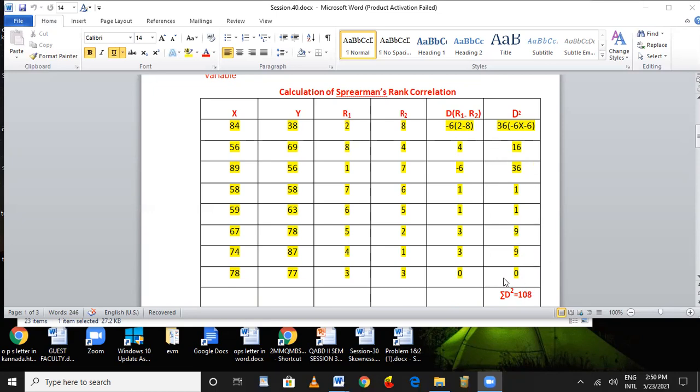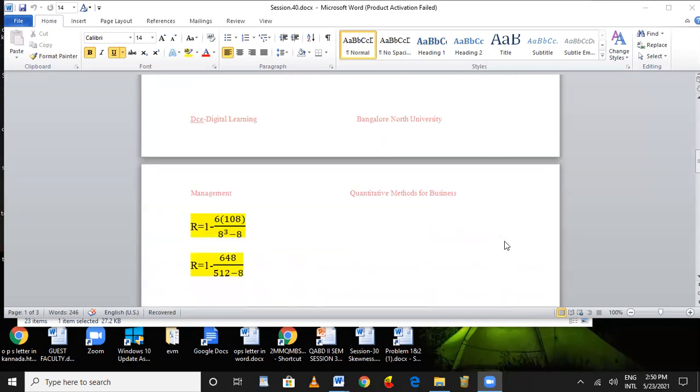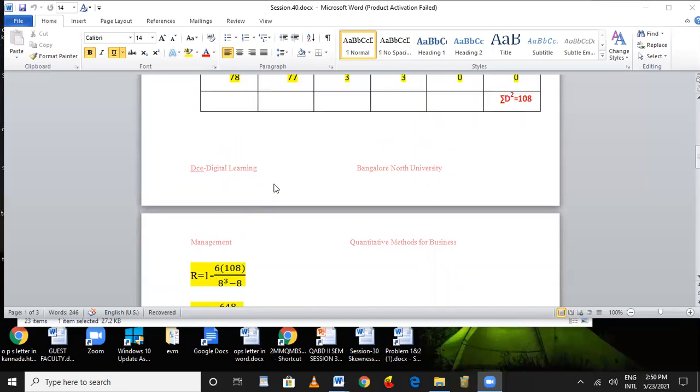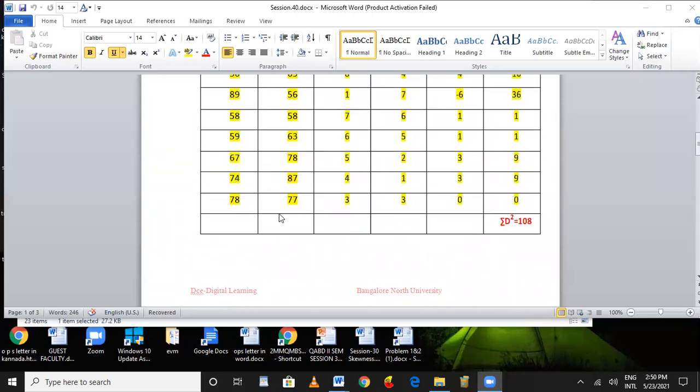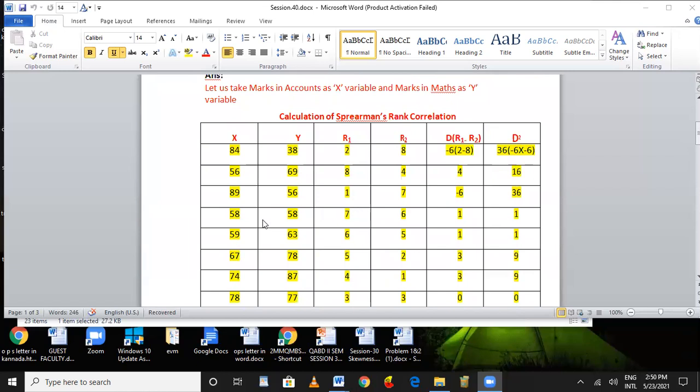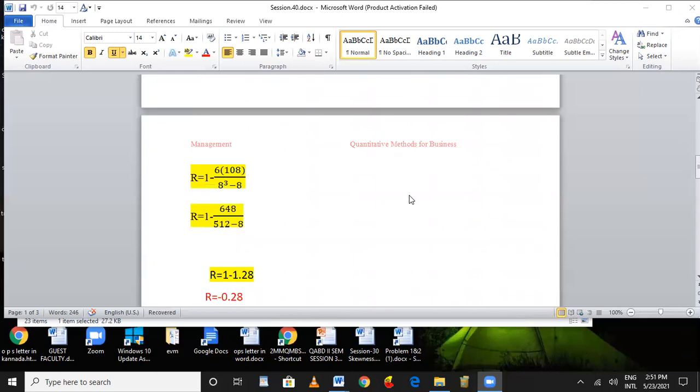You have to get the total of d square. 36 plus 16 is 52. 52 plus 36 plus 1 plus 1 plus 9 plus 9 plus 0, you will get 108. Here R equals 1 minus 6 into sigma d square, which is 108. Number of pairs are 8: 1, 2, 3, 4, 5, 6, 7, 8. So 8 pairs are there. Here 8 cube minus 8.